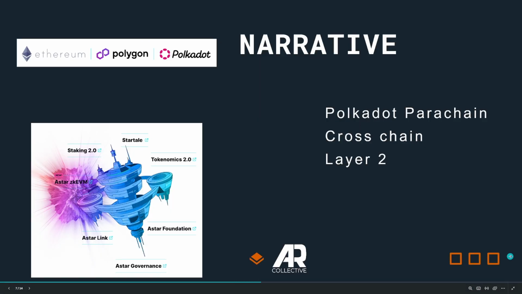Narrative, ASTAR, of course, we know it as a Polkadot parachain. If you people are here from 2020, 2021, the phrase parachain was very known. They were one of the first that won a slot. Also, they're known of their cross-chain compatibility. You can see it on the screenshot right here, right? Their newest release is their ASTAR ZK EVM.